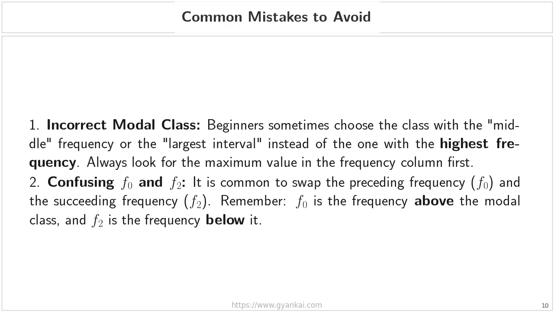Second, be careful not to confuse F0 and F2. It is incredibly common to accidentally swap the preceding frequency, which is F0, with the succeeding frequency, which is F2. To keep this straight, just remember that F0 is the frequency located immediately above your modal class in the table, and F2 is the frequency located immediately below it.